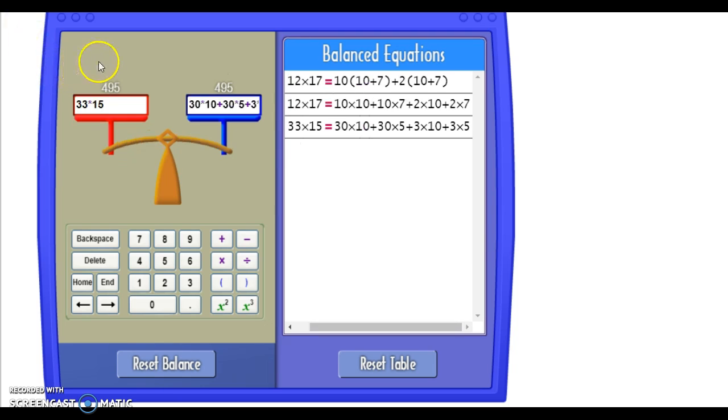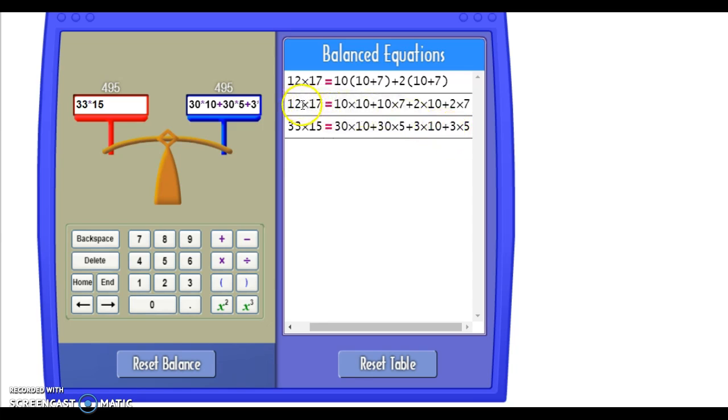Another aspect of this game that I thought would be very valuable is you can take a math problem on one side and find another math problem that equals or balances that original math problem out. So I took the math problem 33 times 15, and I broke this 33 into a 30 and a 3, and this 15 into a 10 and a 5. You can come over here and see that I did 30 times 10, 30 times 5, and then for this 3 times 10 and 3 times 5.